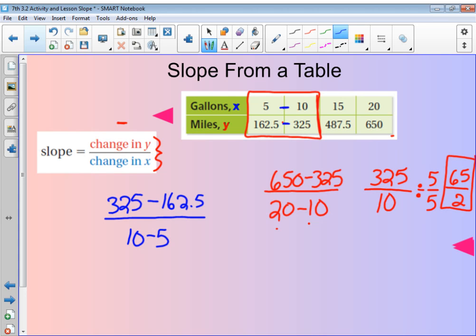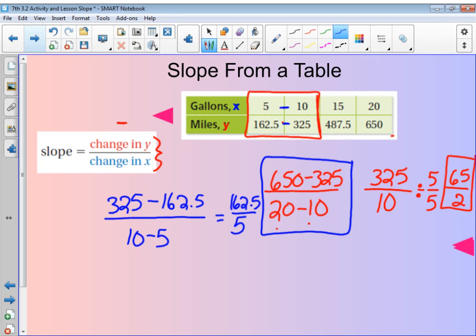Okay, so now when I go through to do this, the bottom number is going to be 5. The top number, 325 minus 162.5, I think is 162.5. Let me double check it quick. It is, so I get 162.5. I cannot leave a decimal number in a slope, which means I would then have to take everything times 2 to get that decimal out of there. That's why I chose to pick the two numbers that I did so I didn't have to worry about having a decimal in my final answer.